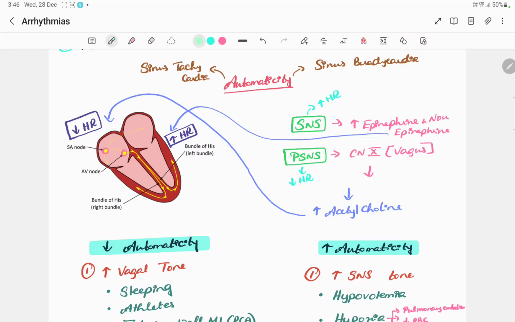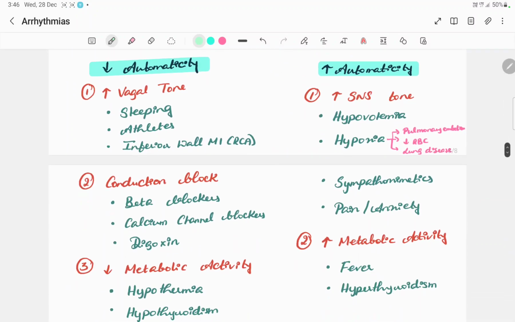So the vagus, which leads to an increase in acetylcholine and a decrease in heart rate, that is a decrease in automaticity, while the sympathetic nervous system, which causes an increase in heart rate, is an increase in automaticity. So it's the difference between the parasympathetic nervous system and the sympathetic nervous system. So we'll see the causes for a decrease in automaticity.